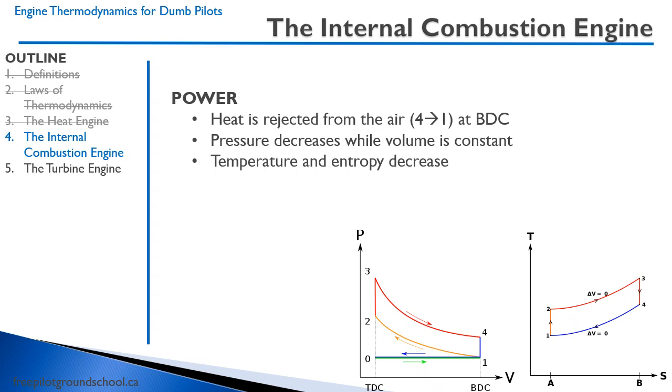Now, again in the power stroke, at the bottom of your power stroke, from 4 to 1, heat is rejected from the air at the bottom dead center. The pressure decreases while the volume remains constant. This is at the bottom of your stroke, so you see the temperature goes down and your entropy decreases.